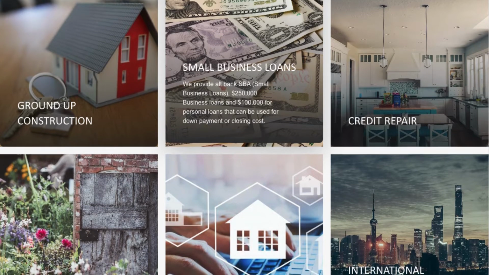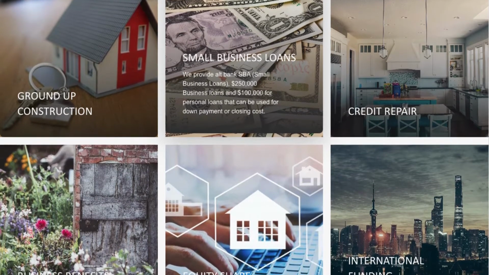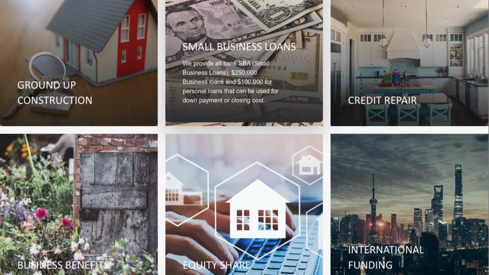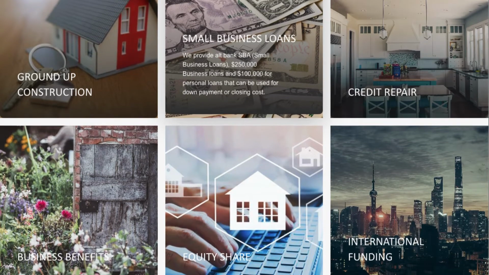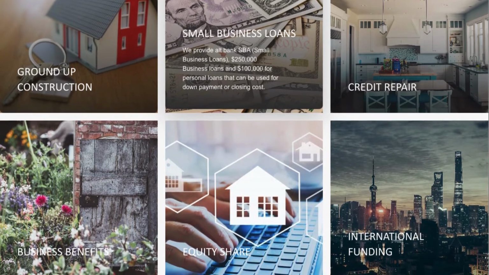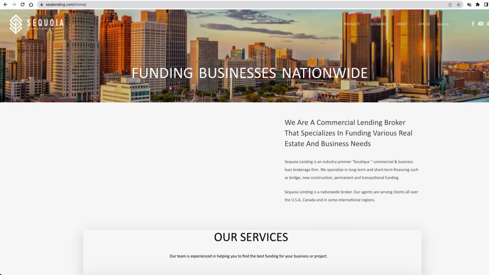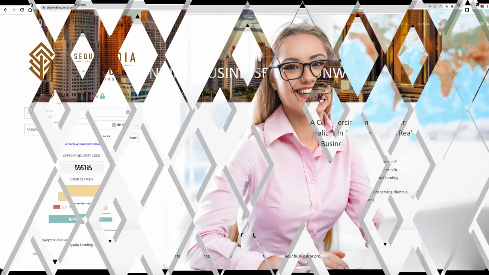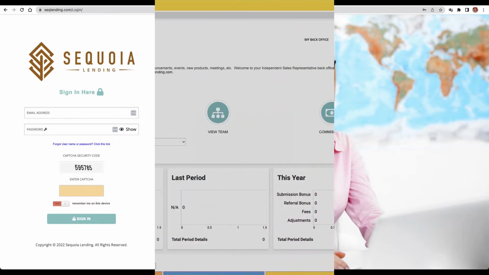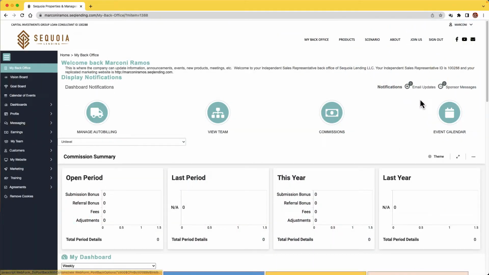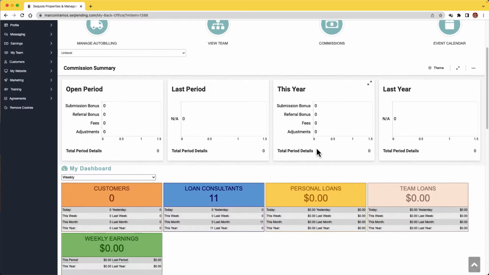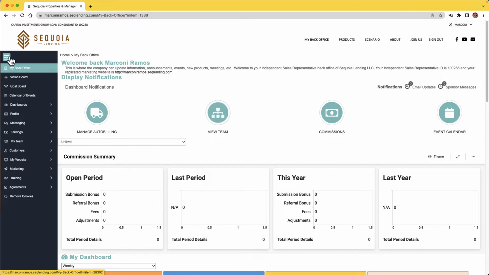As a Sequoia Lending Loan Consultant, you have your own replicated website and a back office packed with features and tools to help you maintain, manage and grow your business. The first step is to go to your replicated website and log in. Once you've logged in, you have your menu on the left side and information in the main pane. The menu contains all the tools and features that you have access to.